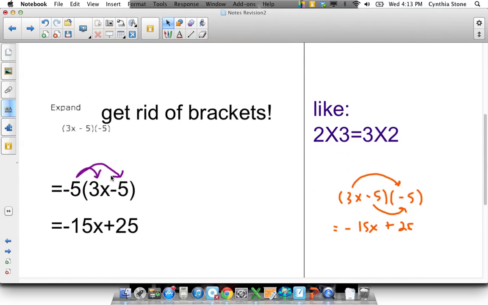Okay, so we're expanding. We're getting rid of the brackets. This one here, I just rewrote it. You don't have to, but it makes more sense. You should have the single term out in front. So that's minus 5 times 3x minus 5. And now you distribute the minus 5 through. So minus 5 times minus 3 is minus 15 times the x there. Minus 5 times minus 5 is positive 25.